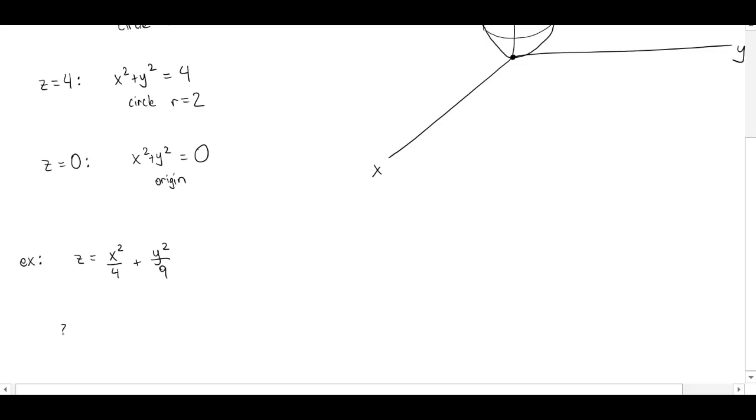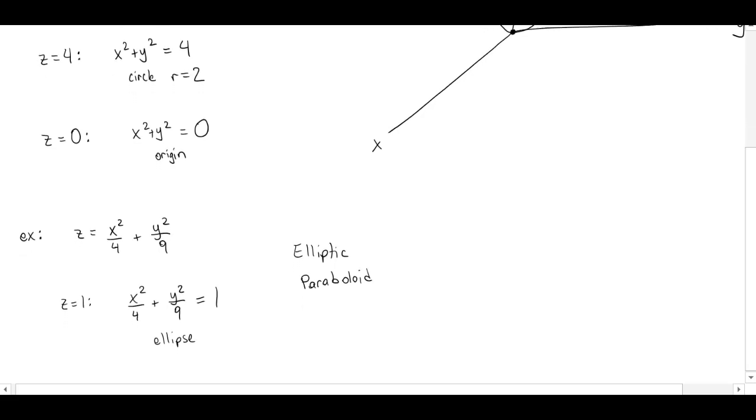So let's just say, as an example, when z equals 1, this equation, because it's not quite symmetric anymore, it's going to represent an ellipse. And it's going to turn out to be a paraboloid, but the level curves are ellipses. So it will be an elliptic paraboloid. Okay. All right. Any questions about that? All right. Good.